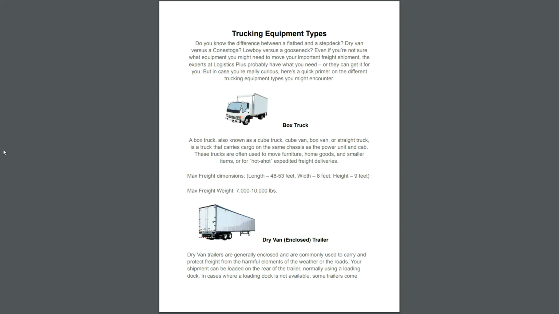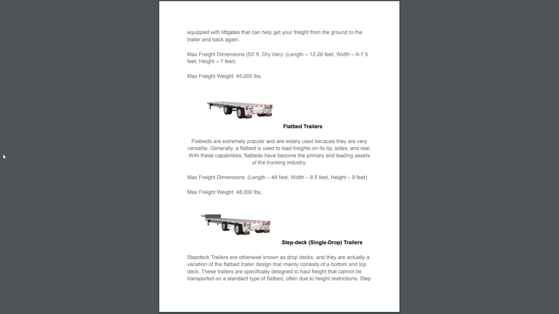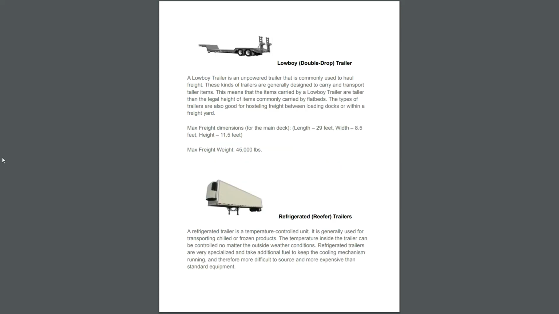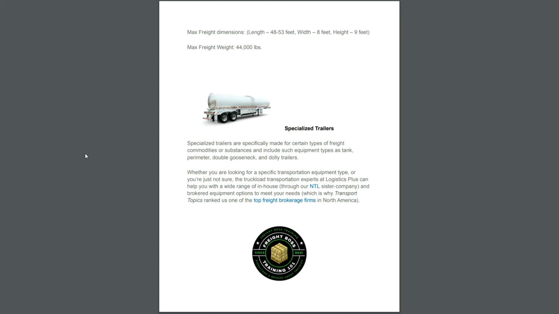So this is a rundown of the popular ones. So you've got box truck, dry van, flatbed, step deck, Conestoga, and removable gooseneck, along with your lowboy and your reefer, and tanker. It does outline on here a little bit about each one of those, gives the dimensions, gives the max capacity. So this is a handy little sheet. You might want to keep that somewhere pretty close by when you're bidding or when you're looking for lanes of freight, because it's a lot of information on that little bit of paper.